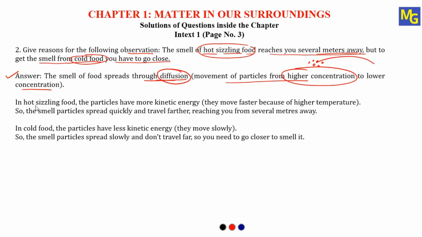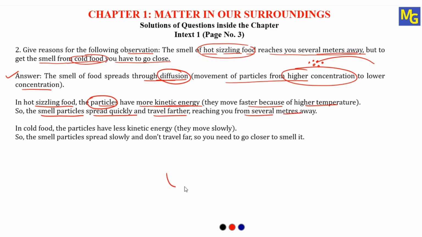Now, in case of hot sizzling food, the particles have more kinetic energy. This I have already explained in the explanation of the chapter. You may watch those videos. Whenever we heat any matter, the heat energy will be absorbed by all the particles and they will get more kinetic energy. They will start vibrating faster. They move faster because of higher temperature. So the smell of food particles spreads quickly and travels a far distance, reaching you from several meters away.